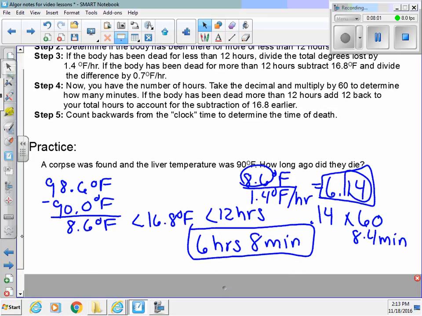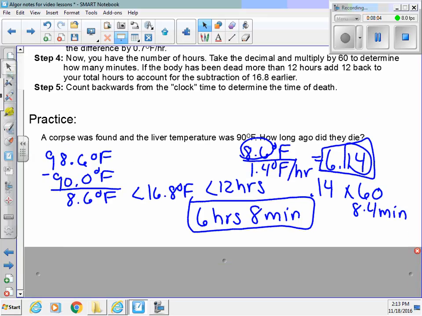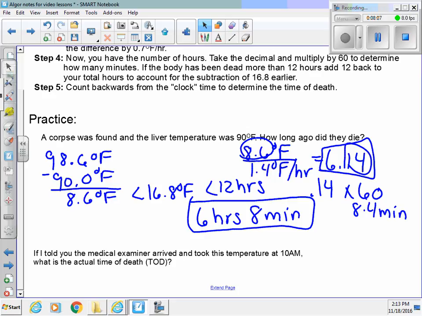Now, I can add to this question, and what I can say is, if I told you the medical examiner arrived and took this temperature at 10 a.m., what is the actual time of death? So you need to take this and go backwards from 10 a.m. You need to go backwards 6 hours and 8 minutes to determine time of death. So go ahead and do that. What you should have come up with is 3:52 a.m. If you go backwards from 10 a.m., go backwards 6 hours, and then that brings you to 4 a.m., and you have to go back 8 minutes, so you get 3:52 a.m.